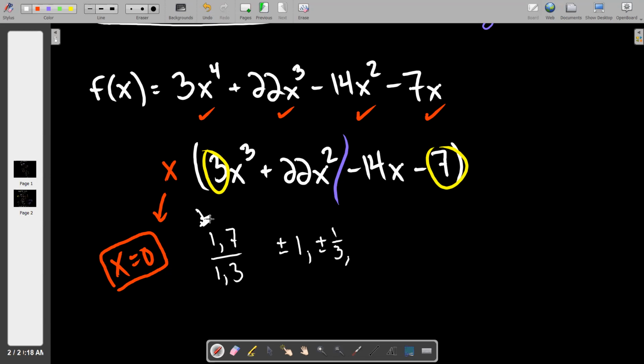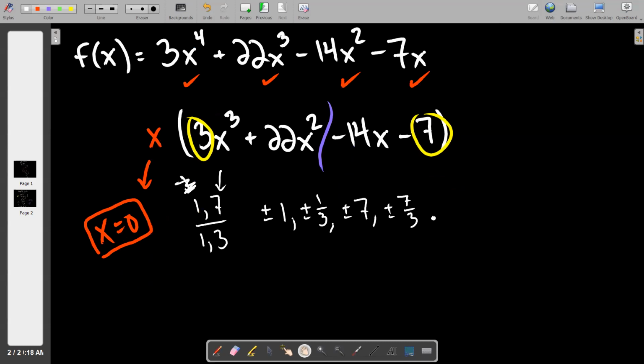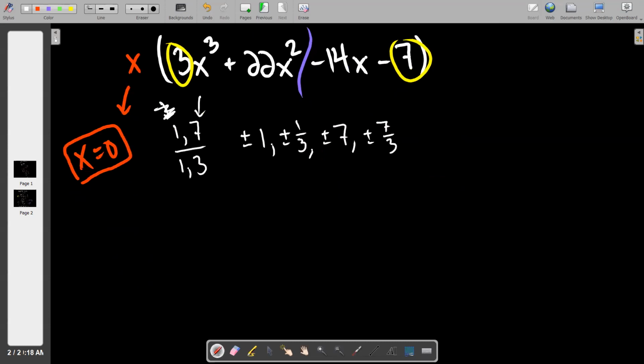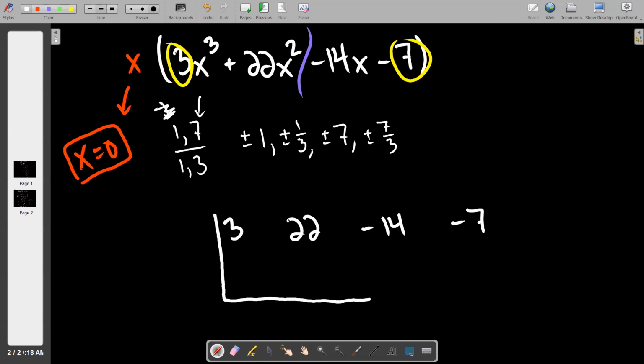Okay, on to the 7. Positive, negative 7 over 1. Positive, negative 7 over 3. So that's 8, and that's a small problem, right? So let's prep this for synthetic division, and let's head in. And again, let's work as a team. And let's pry out the one that was meant to be found, the one that wants to be found. So the numbers are 3, 22, -14, -7, set her up.